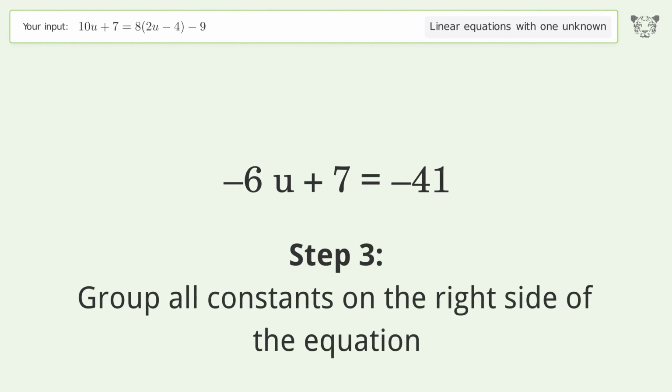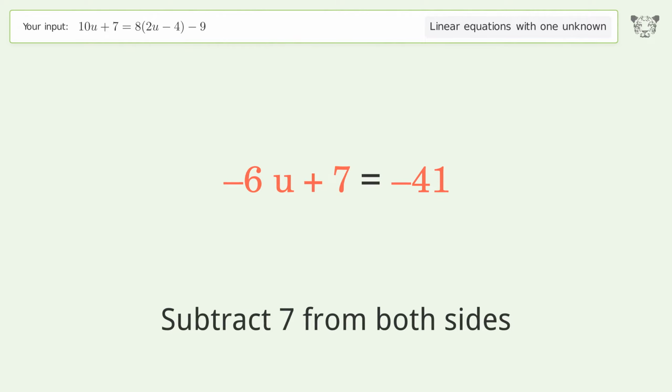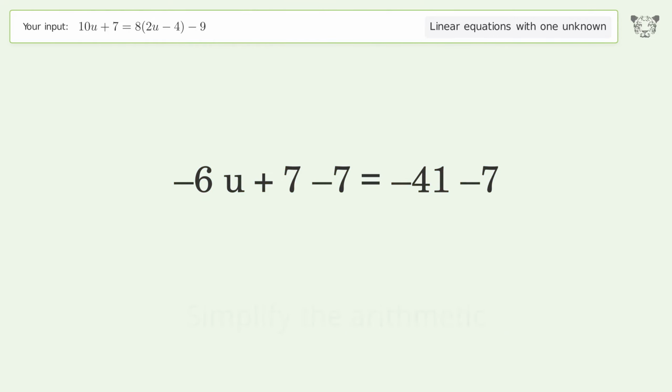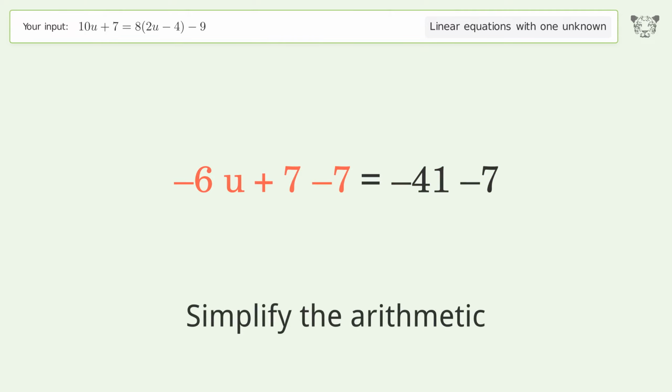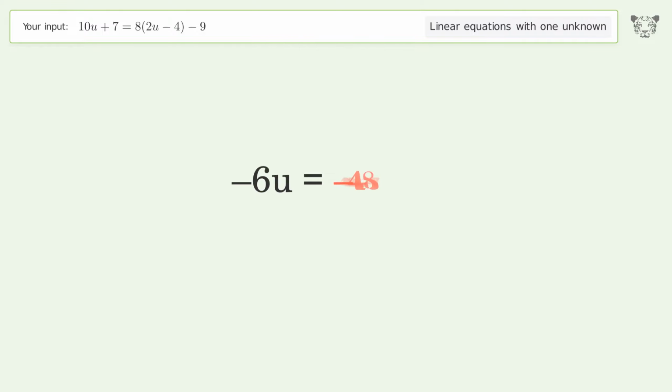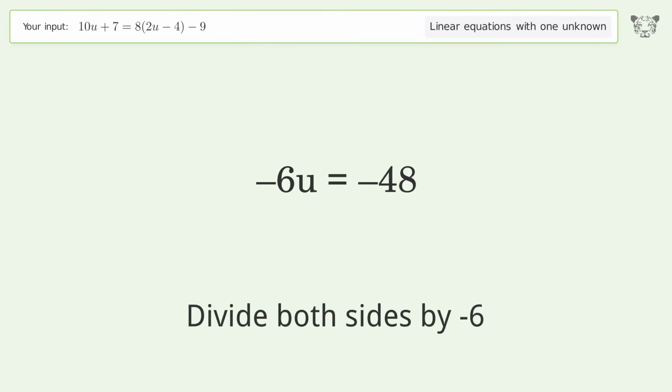Group all constants on the right side of the equation. Subtract 7 from both sides. Simplify the arithmetic. Isolate the u. Divide both sides by -6.